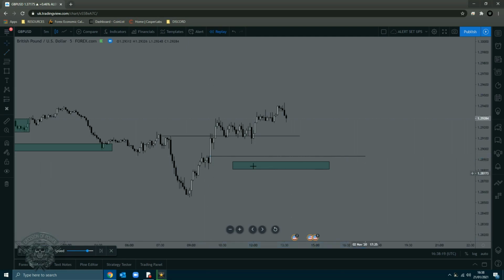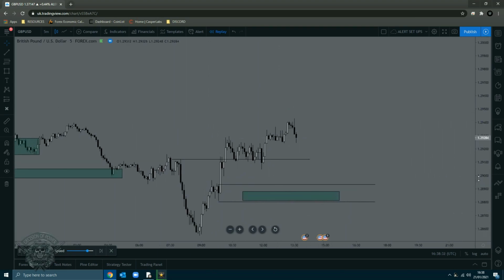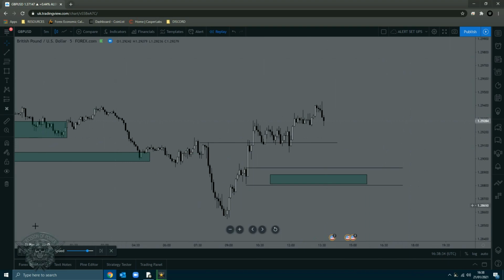That would be the level I'm looking to get in on, and then my stop would be looking to go below that candle. Okay, so that would be my tight, low risk entry. I'll be looking for a retracement back into structure in order to go long. Right, so that's the whole setup.